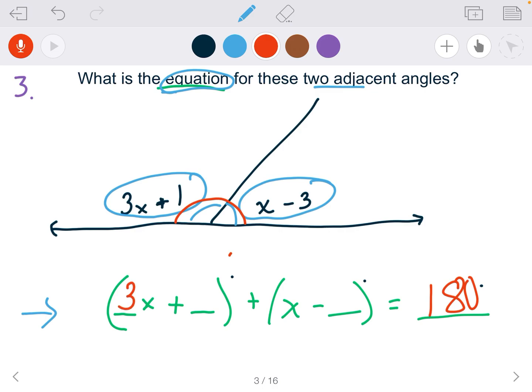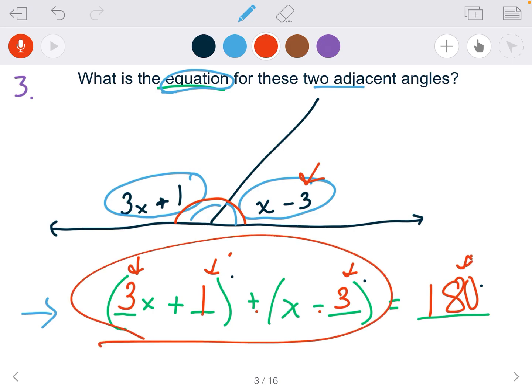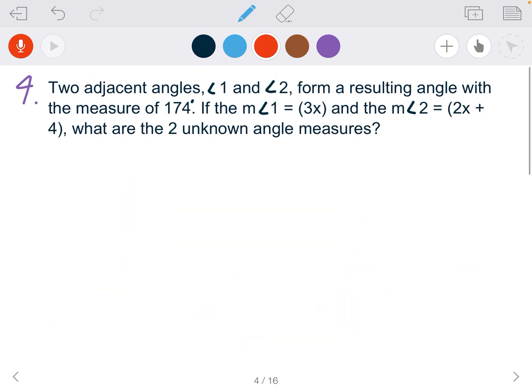So all you're doing is filling in the blanks. I've got parentheses here, so I'm going to do a 3x. I've got a blank, so 3, the x is already there, plus 1, plus what's given is x minus 3, so I'm going to put x minus 3 here. So you would enter your 3, your 1, your 3, and your 180 is going to be the same, but these numbers here will be different depending on the equation they give you. Hope that makes sense. If not, let me know.